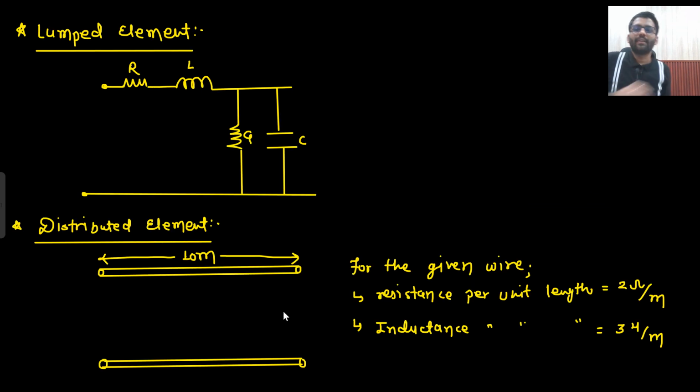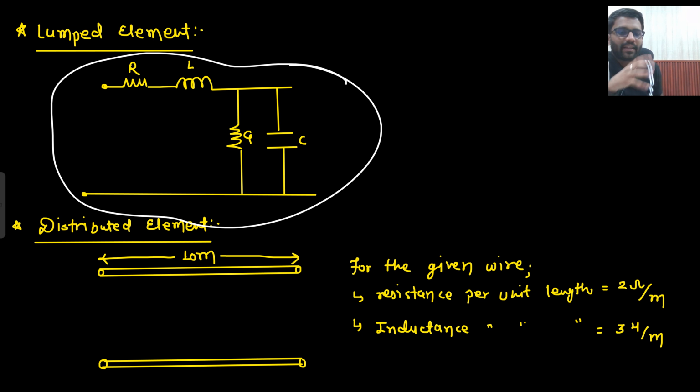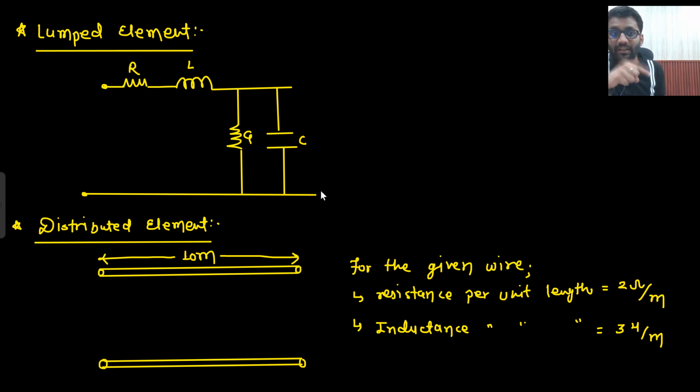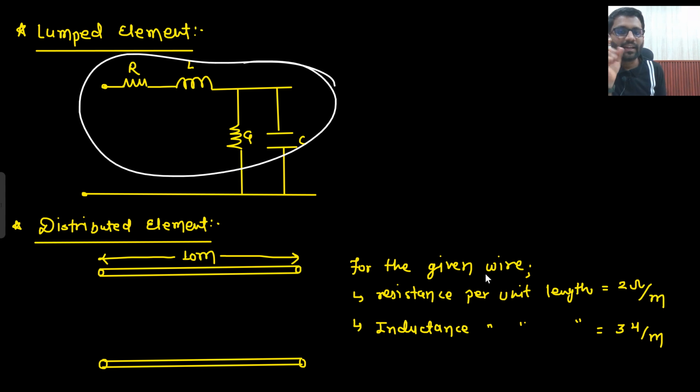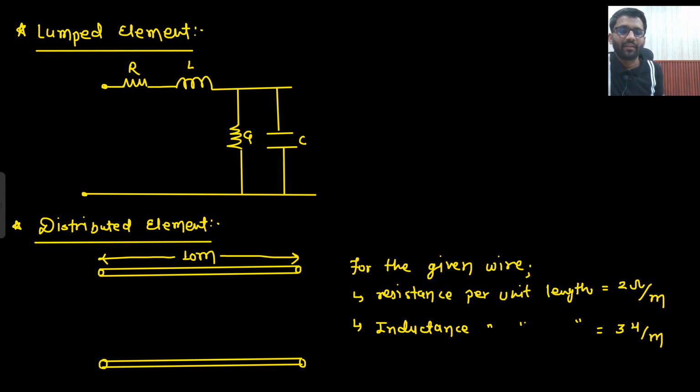Let's go to the next slide. There are two very important terms which will come into action when we study transmission lines, that is lumped element and distributed element. We have already studied this in network analysis, but let's revise it again. If I say lumped elements are there, what do we mean by that? If I show you this circuit and say that all the elements present in this circuit are lumped elements.